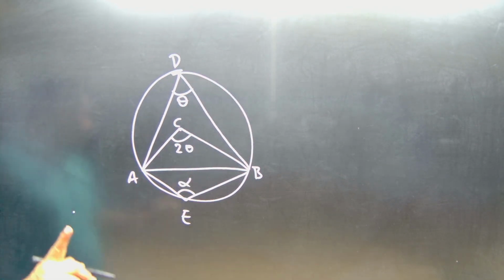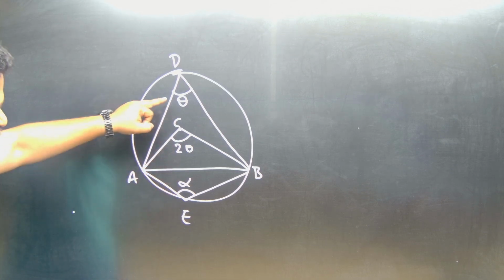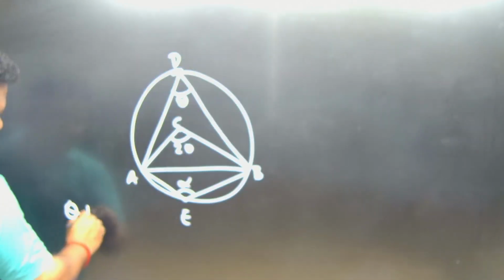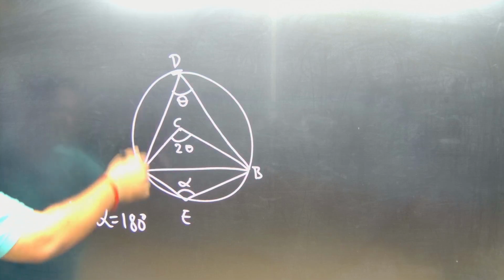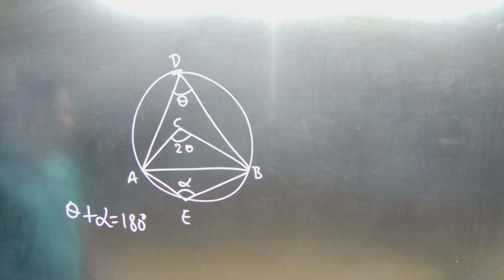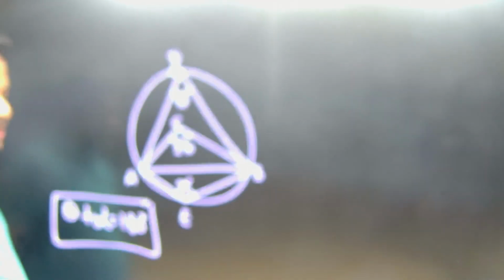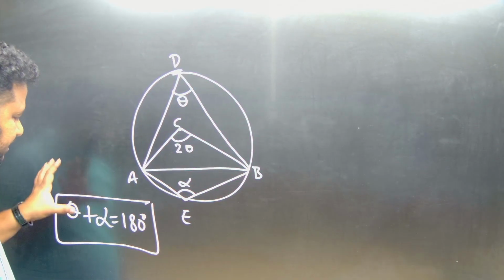Very important to know: if you add this theta and alpha, it will always be equal to 180 degrees. Theta plus alpha is equal to 180 degrees, that is, supplementary, not complementary. Complementary means 90. This one you must definitely remember.